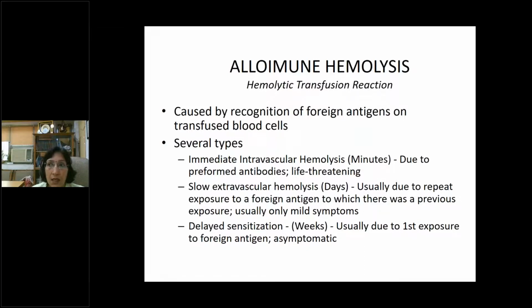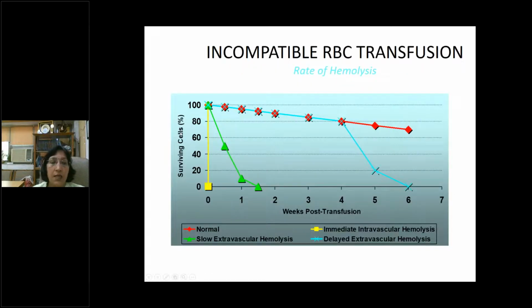We usually match both AB, O, and positive or negative. Sometimes, very rarely, it happens. It is not usual now, but it can be of three types: immediate intravascular hemolysis, slow, or delayed. This is the typical presentation. Normally, if you give blood, it will stay like this: surviving cells a week post transfusion.